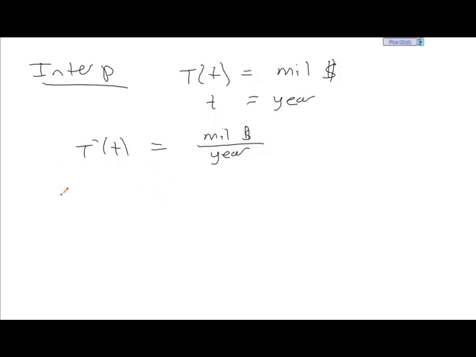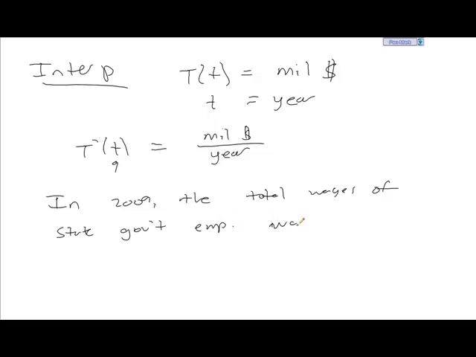Okay, well, so that means that in what year? Well, it was t equals 9, so in 2009, the total wages of state government employees was increasing by 71114 million dollars per year. And that's it. We're done.